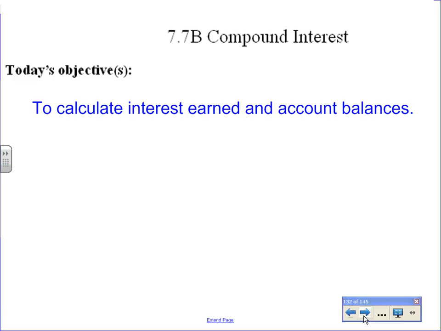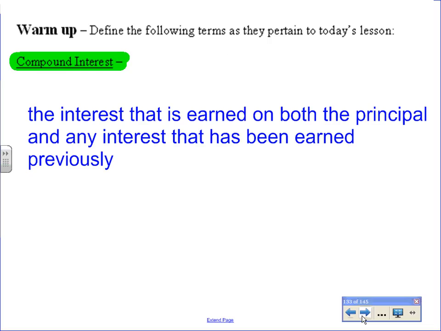You got to stay with us here. So calculate interest earned and account balances. So let's start with the definition here. Compound interest. Little different than simple interest, and of course different than account balance. So basically, in my own words, this is interest that is calculated on the interest and principal.